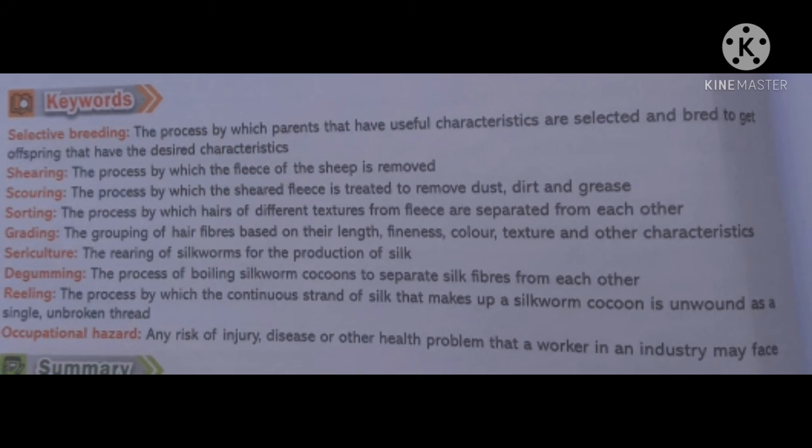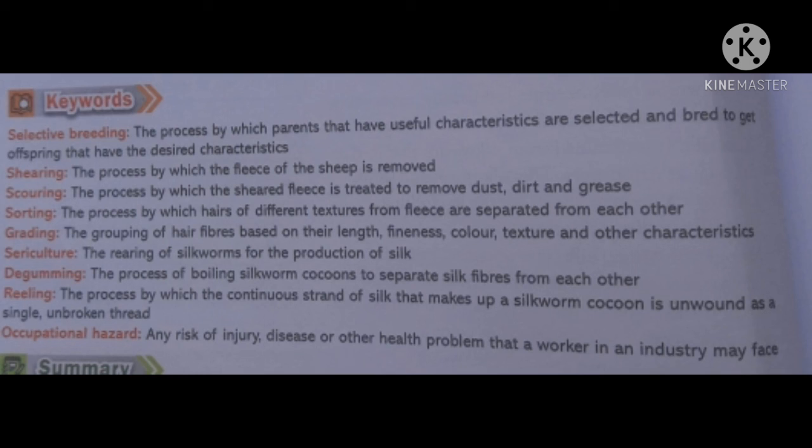Now the keywords of the chapter. Selective breeding. It means the process by which parents that have useful characteristics or features are selected and bred to get offspring that have the desired characteristics. Now the second definition is shearing. The process by which the fleece of the sheep is removed is called shearing.